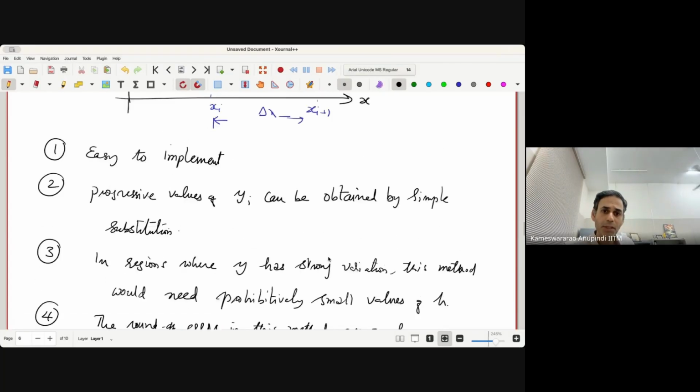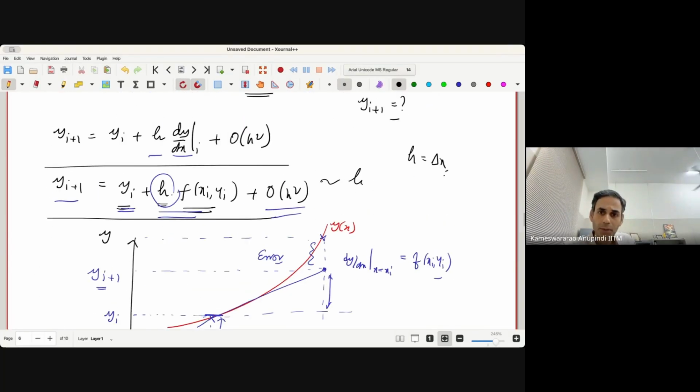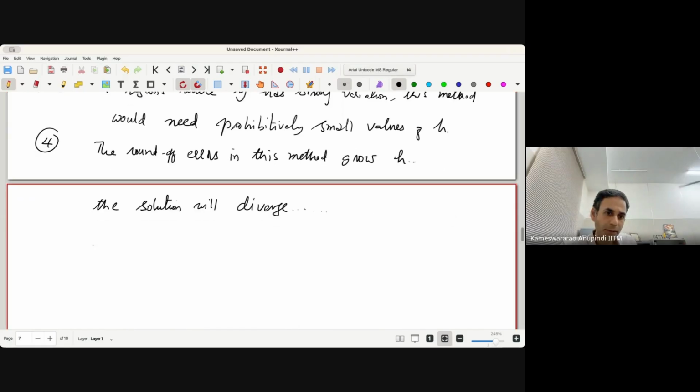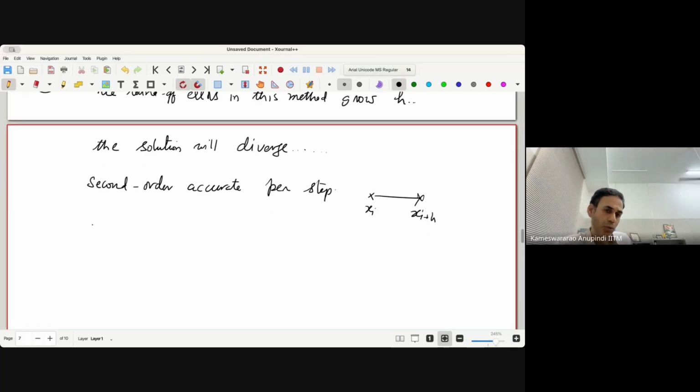Okay, as you can see, this method is basically locally second order accurate. That means Euler's explicit method is second order accurate for each step. That means when we go from xi to xi plus h, it is second order accurate. But then, as you recollect, we want to calculate y at all values of xi plus 1, and so on until xn, right?